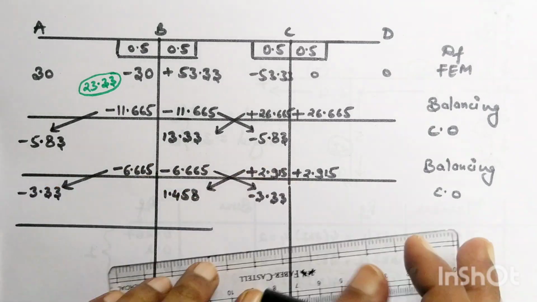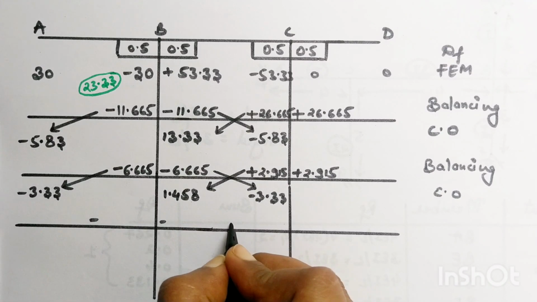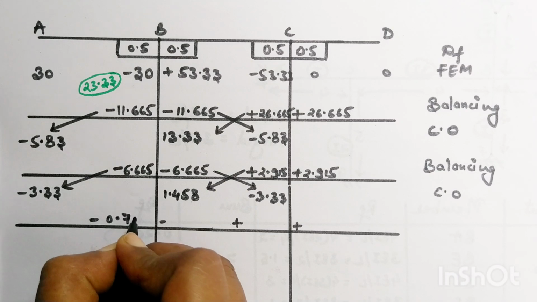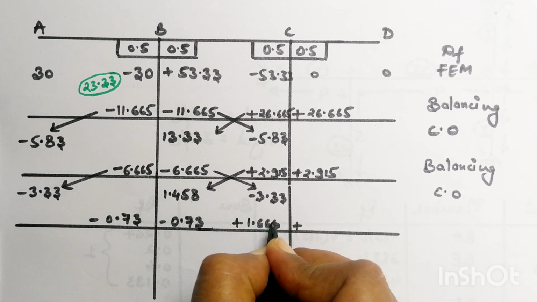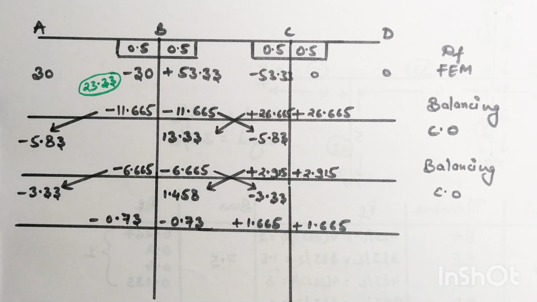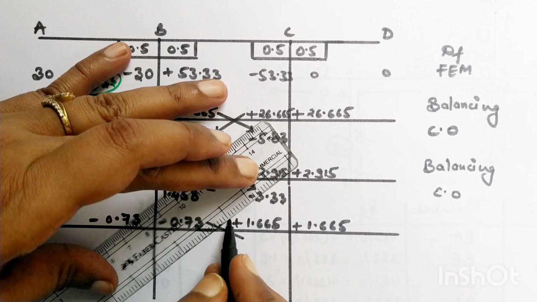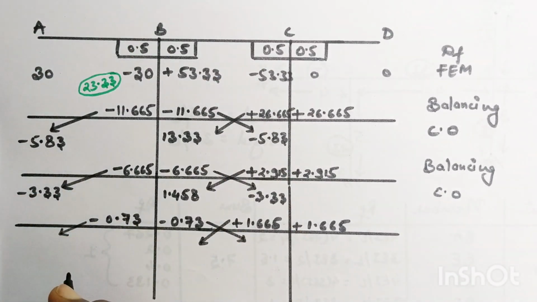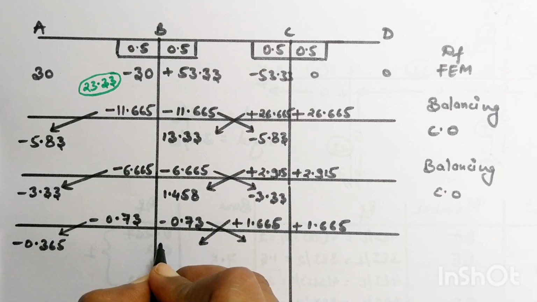Again the same procedure what we are going to do. The unbalanced moment which is coming at B, opposite sign will be writing, then multiplying it with the DF and writing down the moments. Then this one multiplied by the DF and writing down the moments. Again we will be transferring it to the far end. Like this, just divided by 2 and with the sign only we have to transfer.